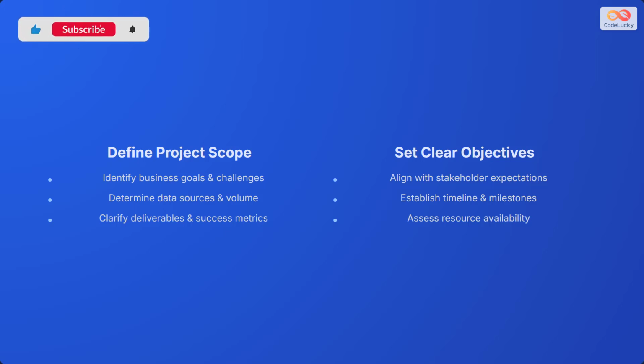To define the project scope, first identify business goals and challenges. Then determine the data sources and volume involved. Finally, clarify the deliverables and define what metrics will indicate success.